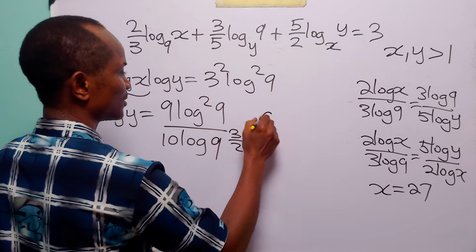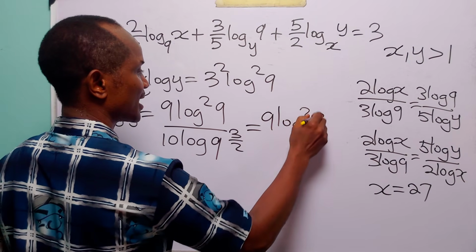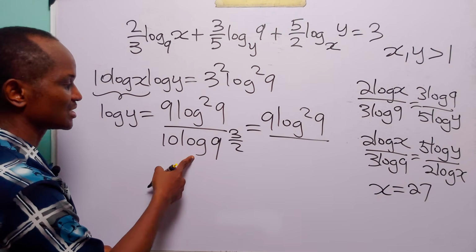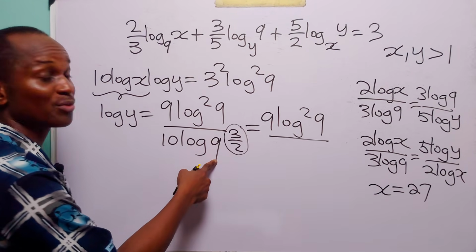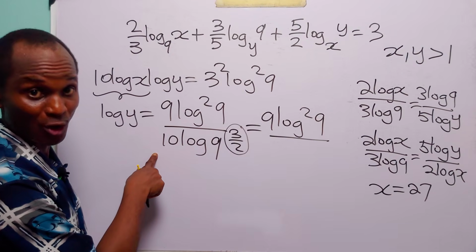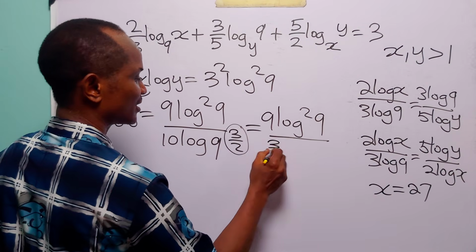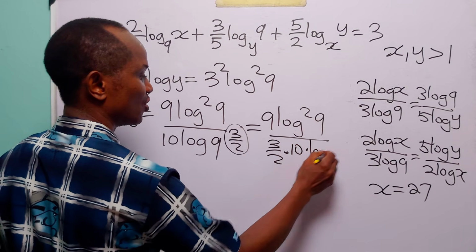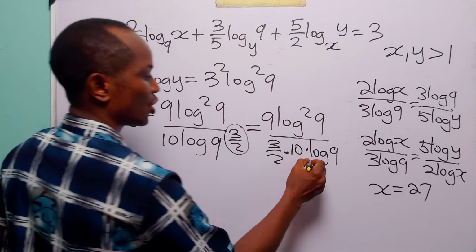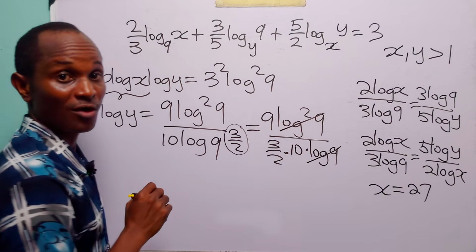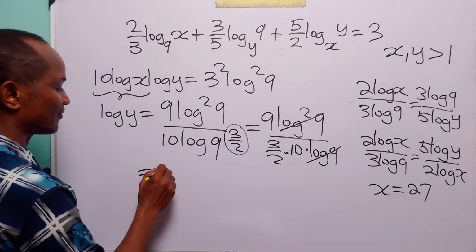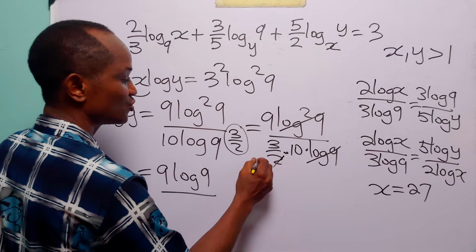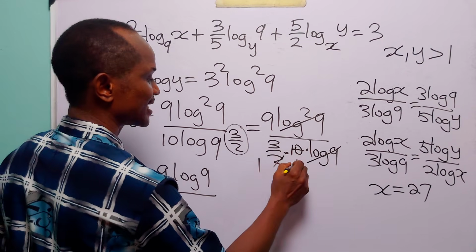So this is equal to 9 log squared 9 divided by, when we apply the power rule of logarithms to this log, then we can bring down the exponent of 9 to the front to become a multiplier. And we have 3 over 2 times 10 times log 9. Now, log 9 is going to take 1 of that. We have 9 log 9 divided by 2 into itself is 1 and into 10 is 5.